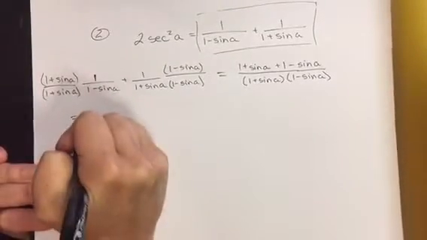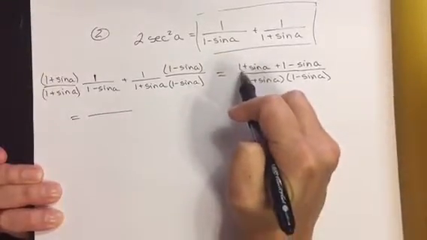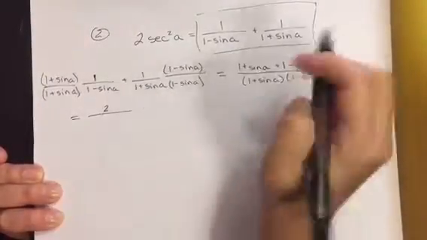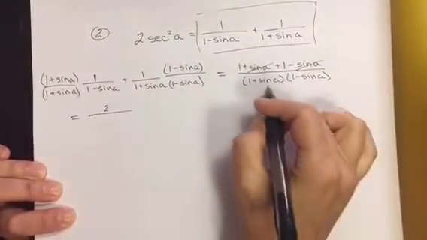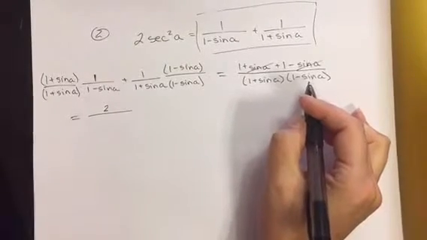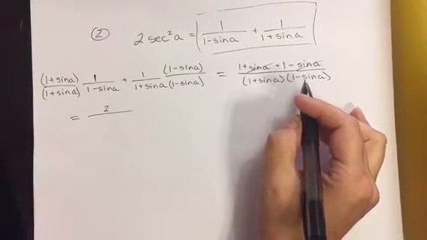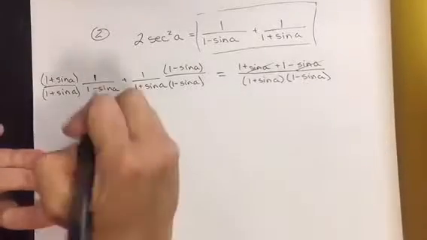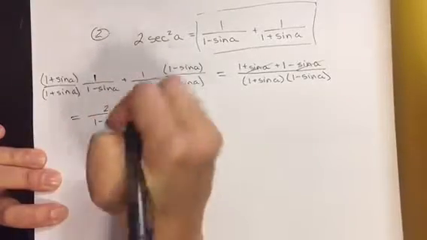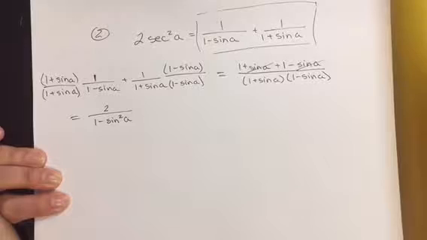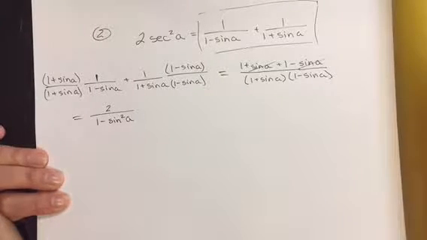So moving down here. Now I have 1 plus 1, which is 2, and positive sine a and negative sine a, so that's going to give me 0. And on the bottom, I have a difference of squares. So I'm going to take this difference of squares and write it as such. So that's going to be 1 minus sine squared a. Okay, so I just did some pretty simple algebra simplification. All right, the next thing I'm going to do is use the Pythagorean identity.